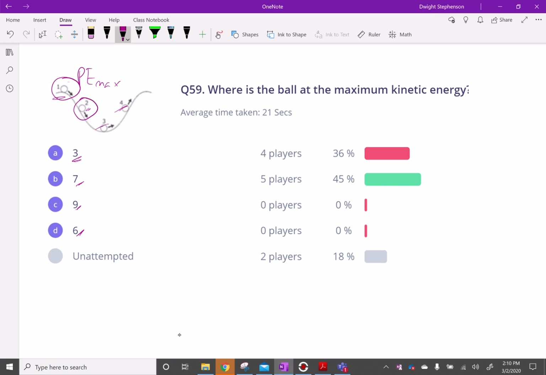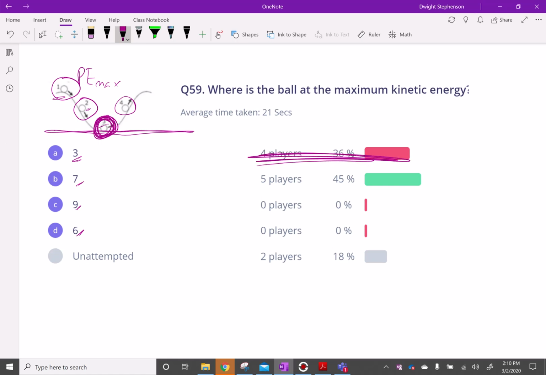Here it has potential and kinetic energy. Down here, because it's on the ground, as far down as it goes, the potential energy is minimum and the kinetic energy is maximum. And then as it starts to go up this hill, it starts losing kinetic energy, converting kinetic energy into potential energy. So the maximum kinetic energy occurs at 3, which is probably why you guys said this.